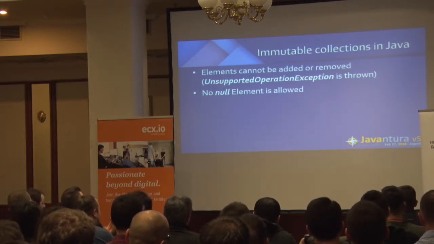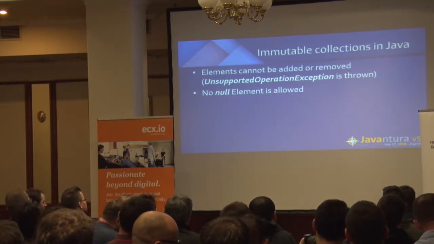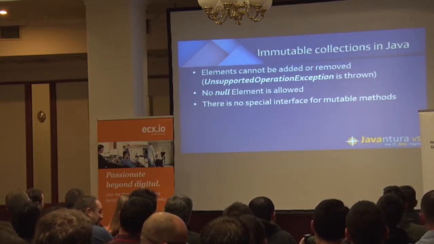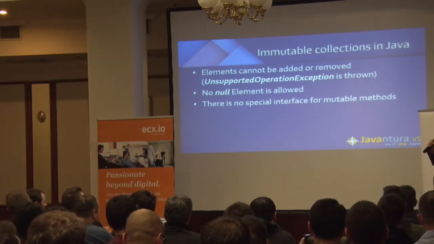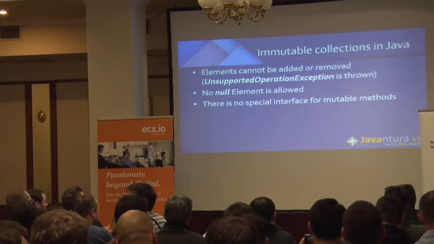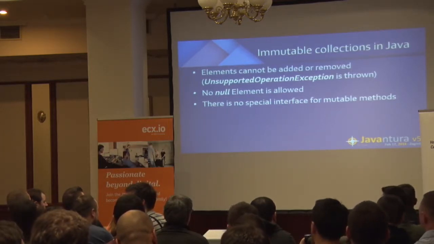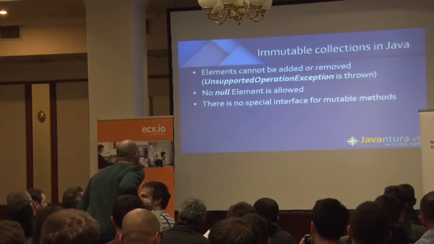You can use optional, of course, but to cut the problems at the roots, it's also a nice way to avoid them. And there is no special interface for mutable methods. Well, if you don't implement something that explicitly, so to say, presents your solution as a mutable or immutable collection, you cannot be sure that you are not allowed to call mutable methods for an immutable collection. But is there a solution for that?